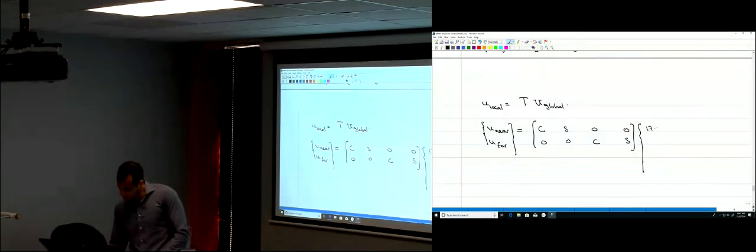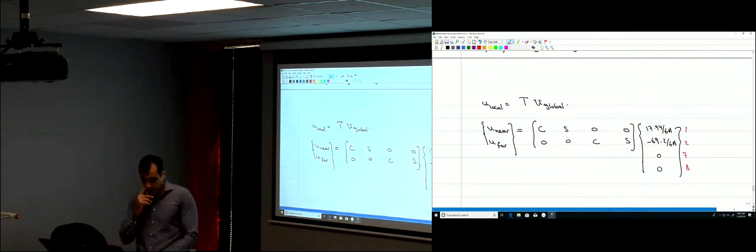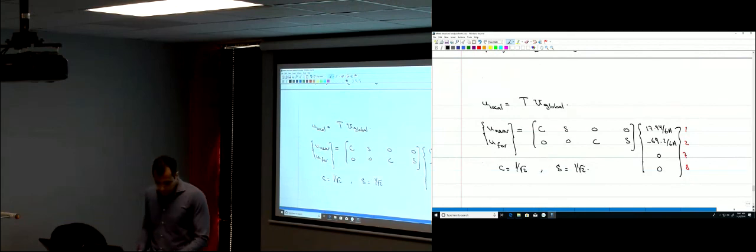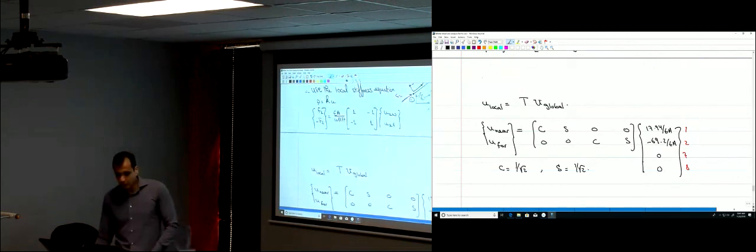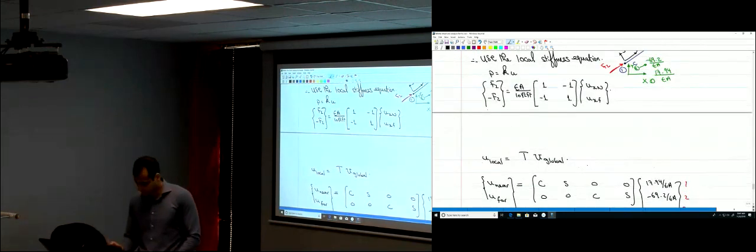What are the global displacements? 17.94 divided by EA, negative 69.2 divided by EA, and 0 and 0. Those were at those degrees of freedom, 1, 2, 7, and 8. How much is cosine and sine? Cosine was 1 divided by square root 2, and sine was 1 divided by square root 2. So now you can just substitute that here.